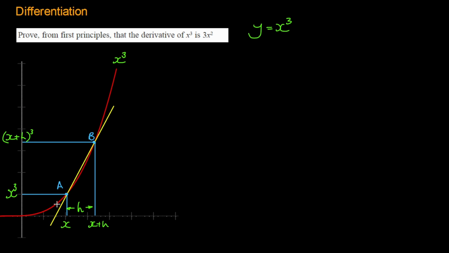So what would the gradient of that line be? Well, the gradient is rise over run, which in this case, the rise is this y value minus this y value. So it's x plus h all cubed minus x cubed. And this is divided by the run. Well, the run is simply h.